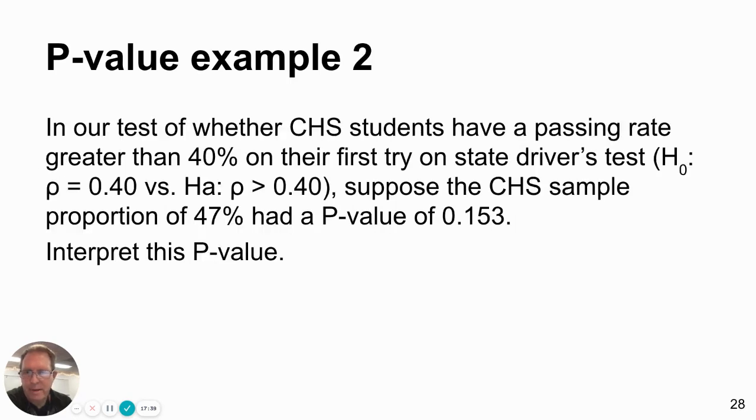So let's give an example. In our test of whether CHS students have a passing rate greater than 40% on their first try of the state's driver's test, remember our null hypothesis was that p is equal to 0.4, and the alternative is that p is greater than 0.4. Suppose that CHS sample proportion of 47% had a p-value of 0.153. How would you interpret it?